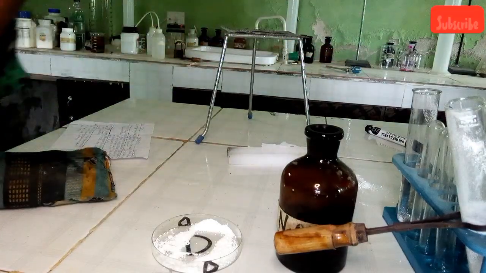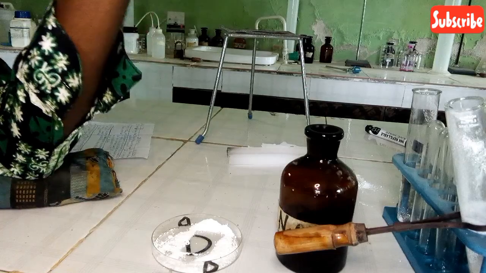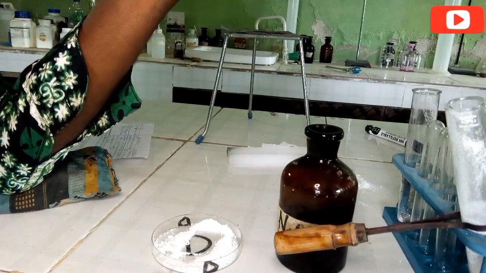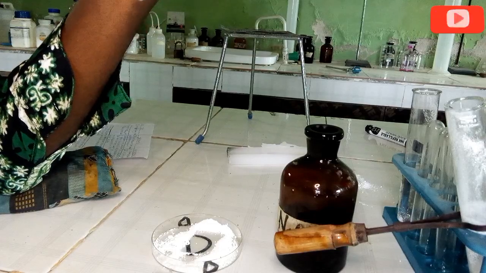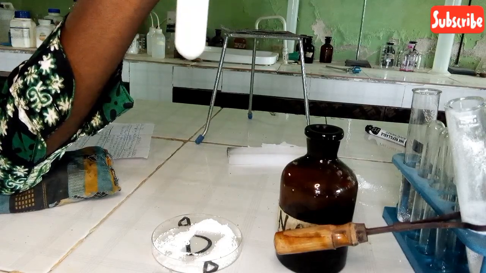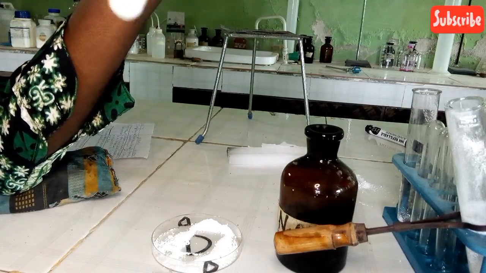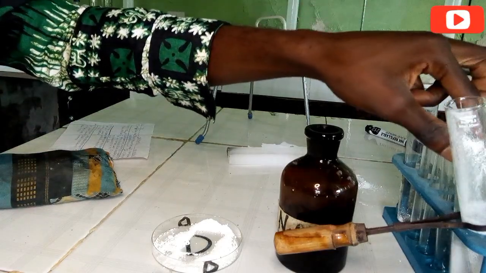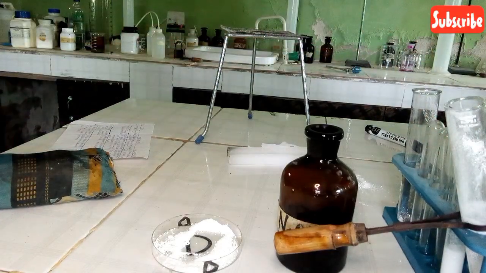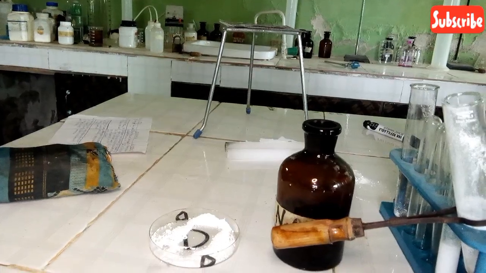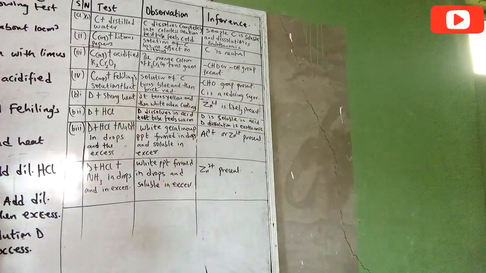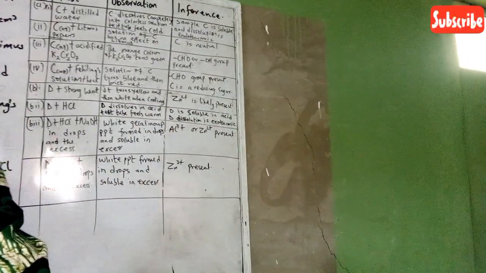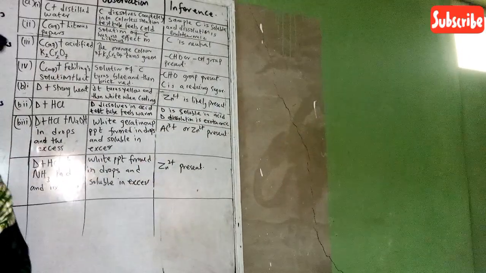Now this has proved the presence of zinc, because the solution has a precipitate formed in drops as sodium hydroxide is added, which also dissolves in excess. The same thing happens when ammonia is added. So this has proven that the compound is a zinc salt. So zinc is actually present. Now we have done that, so let's check our observations and inferences from the table.